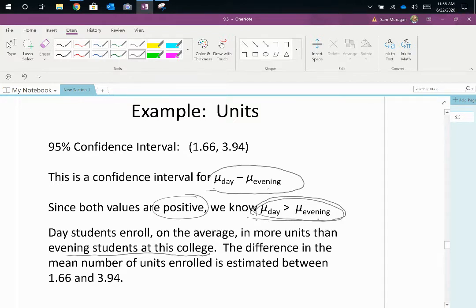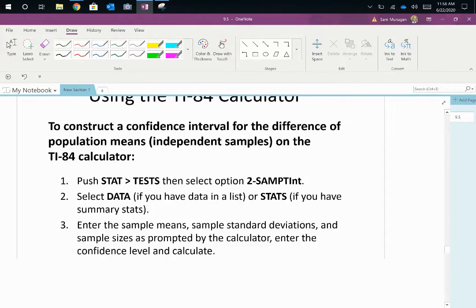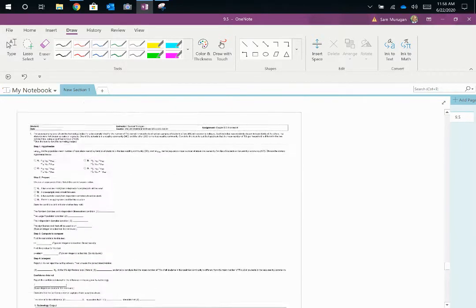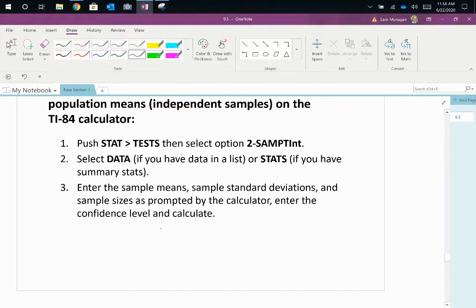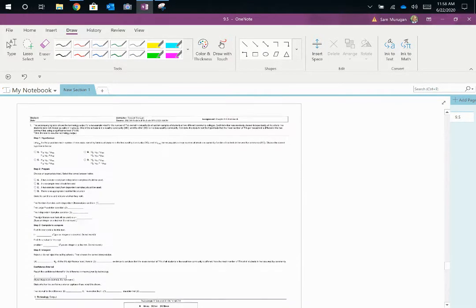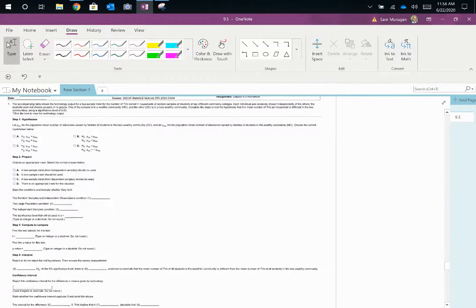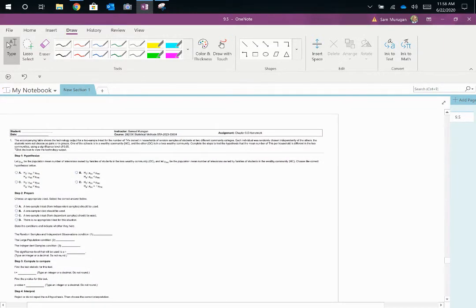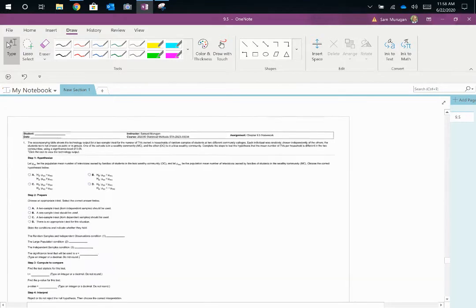Mu day is greater than mu evening. The difference in the mean number of units enrolled is estimated to be between 1.6 and 3.94. I put the instructions here if you wanted to try this with the TI-84, but I'm going to do these using StatCrunch because it's a whole lot easier. Now, what are some of the problems happening here? Let's look at some of these problems.